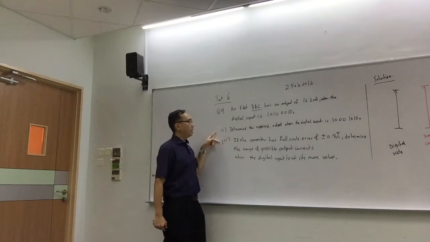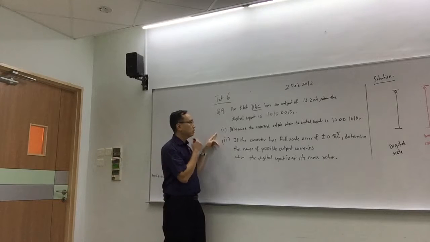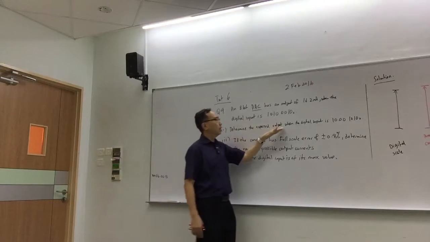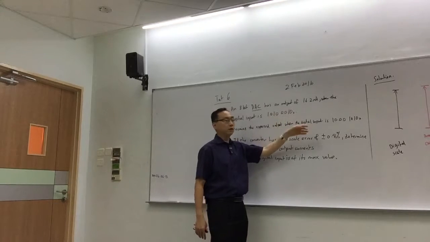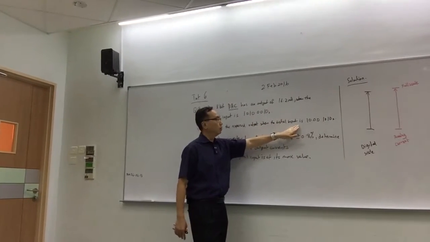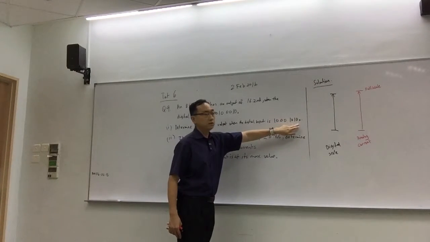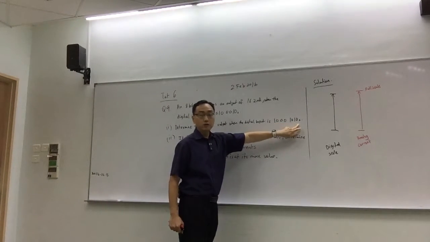There are two parts to this question, so we need to work them out one by one. The first one is to determine the expected output when you are given a binary input of 1000 1010. Alright. So, step number 1.